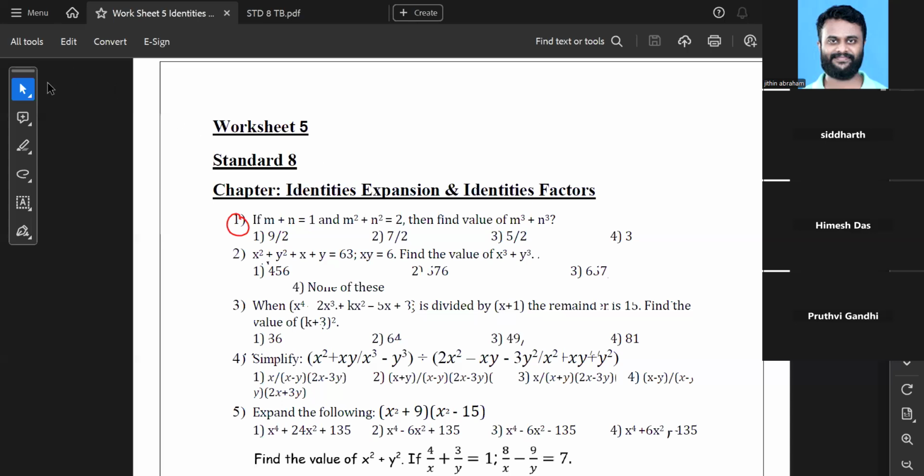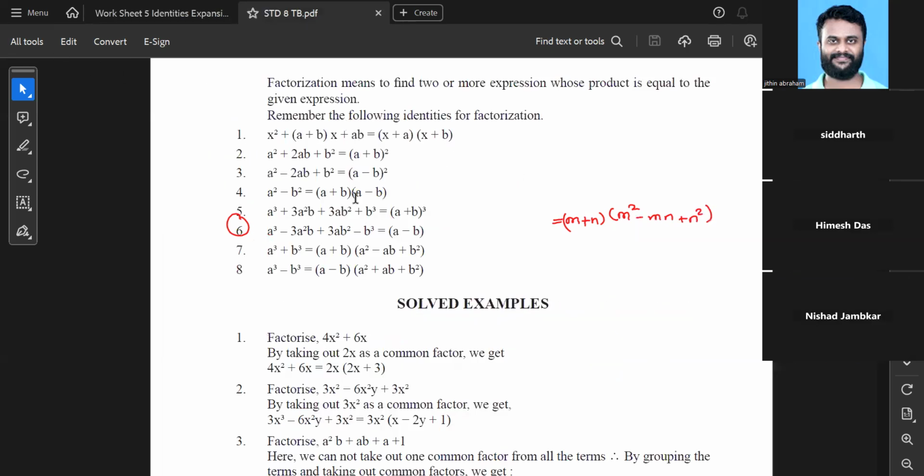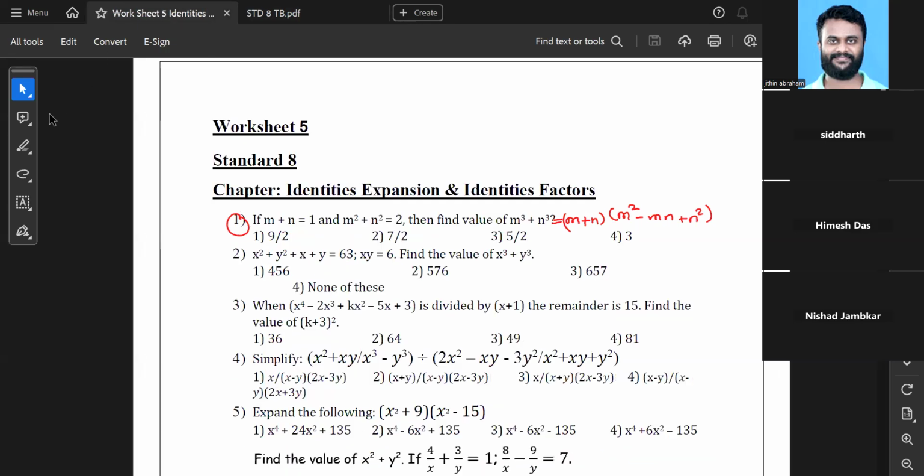So in this case, m cube plus n cube goes like this: m plus n into m square minus mn plus n square. As you can see, it's the same as a square minus ab plus b square. Right? Yep. So this is the formula.